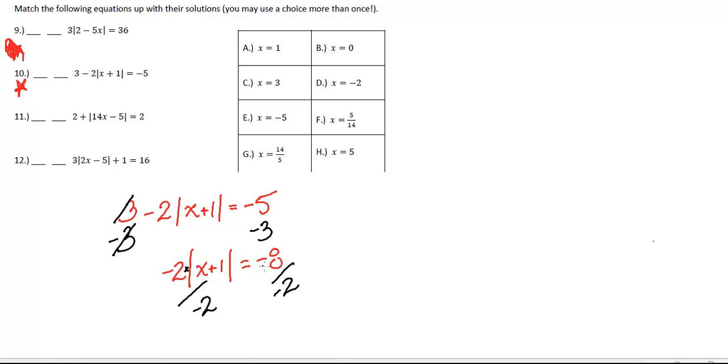Okay? So now that you've divided by negative 2, a negative divided by a negative is going to end up being a positive. So now what I end up with is the absolute value of x plus 1 is equal to 4. Because the negative divided by a negative is positive, 8 divided by 2 is 4. That should be clear. All right, so now we set this thing up like this. So I've got x plus 1 is equal to 4. A little smudge action there. And x plus 1 is equal to negative 4.